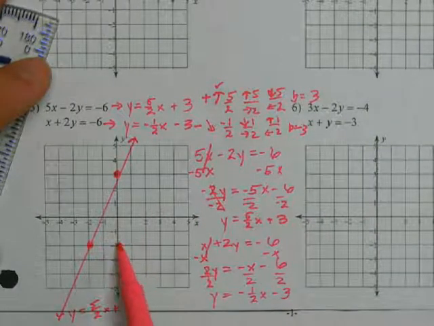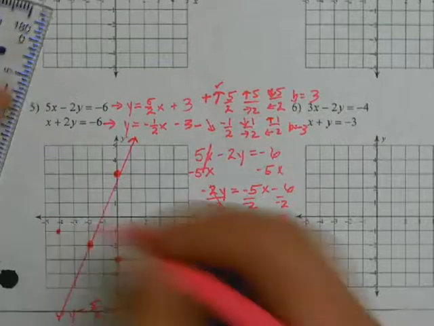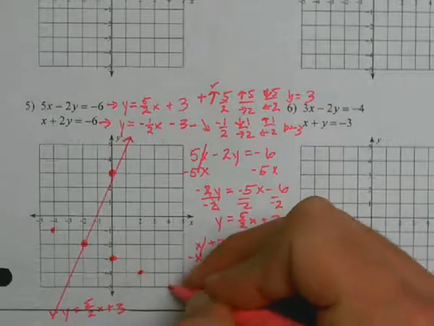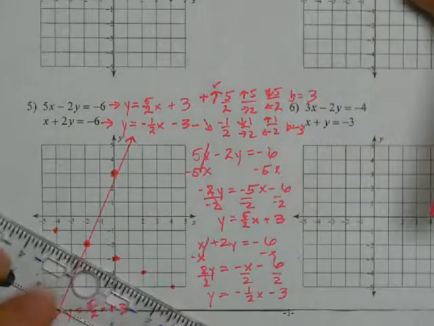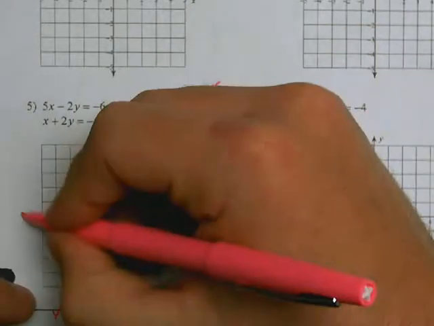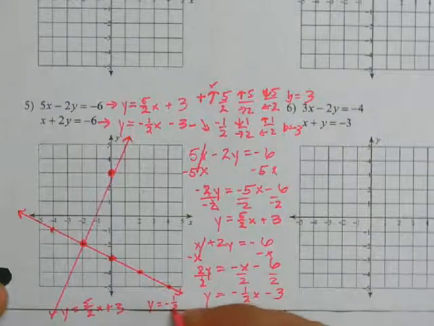Up 1, left 2. Seems that we have a common point. Up 1, left 2. Up 1, we can't do anymore. Go the other way. Down 1, right 2. Down 1, right 2. And then that gives us some points. And then from there, we're going to graph those lines. And then we have y equals negative 1/2 x minus 3.